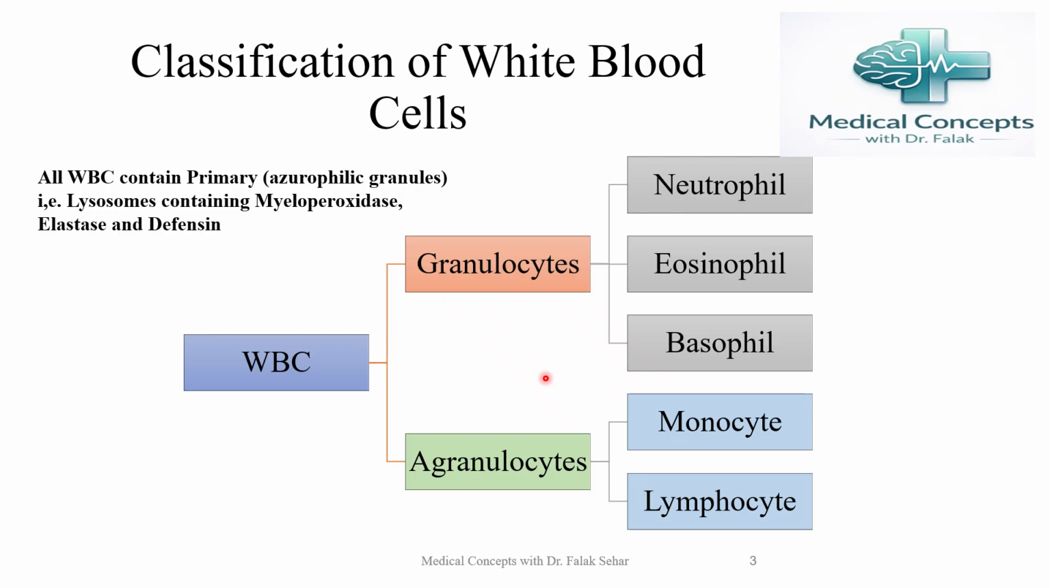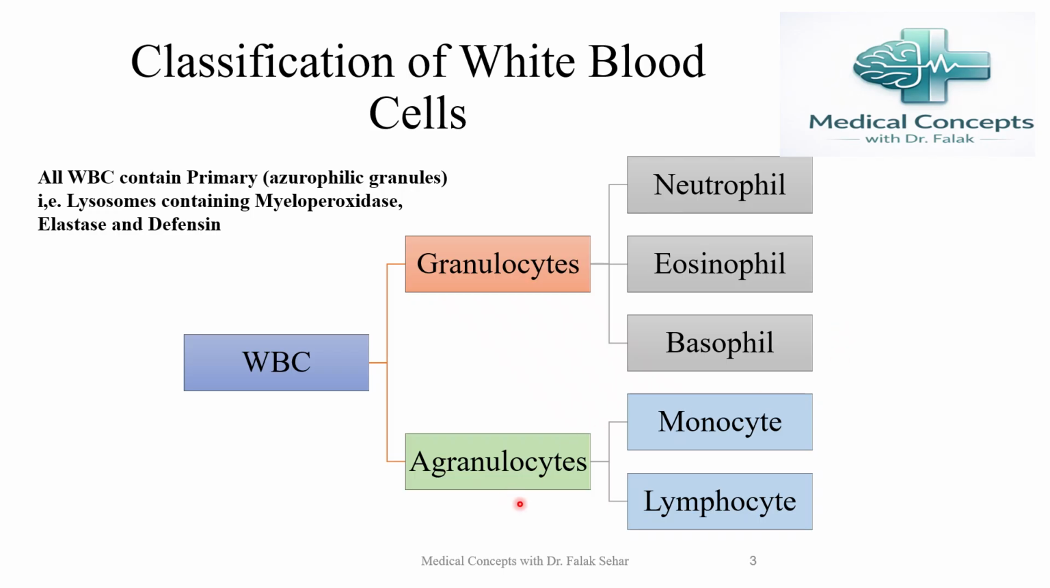Granulocytes have secondary specific granules. They are typically multi-lobed nuclei. They include neutrophils. Neutrophils are the first responders in acute inflammation. Eosinophils are important in parasitic infection and allergies. Then comes the basophil, that is involved in hypersensitivity reaction and histamine release.